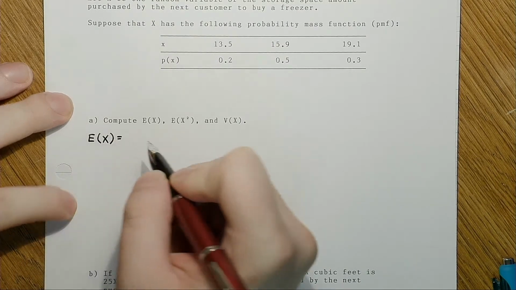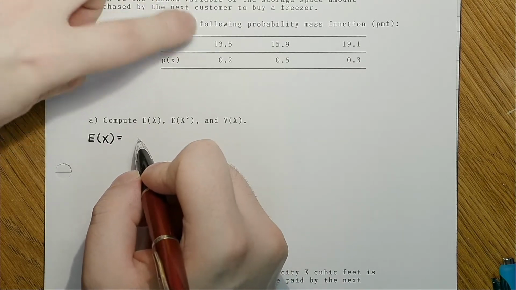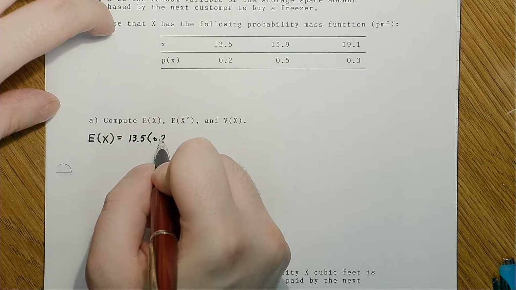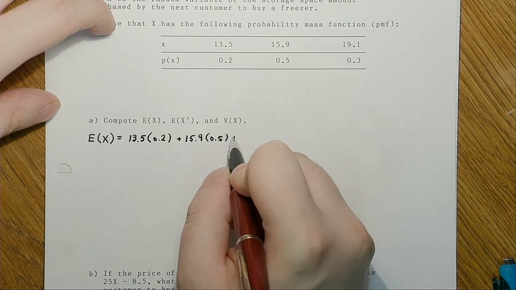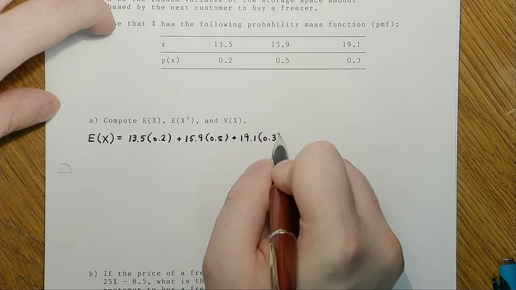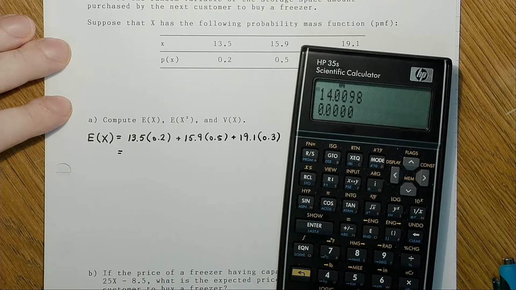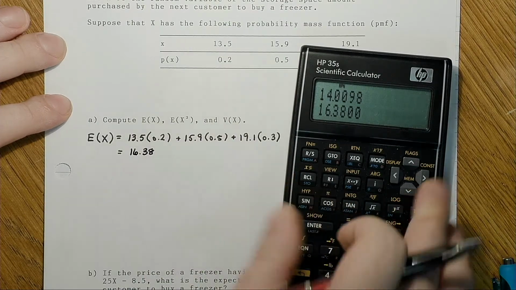So here we go, the expected value. I need each x value times its probability. So it's 13.5 times 0.2 plus 15.9 times 0.5 plus 19.1 times 0.3. And you can punch this into the calculator. So we get 16.38.